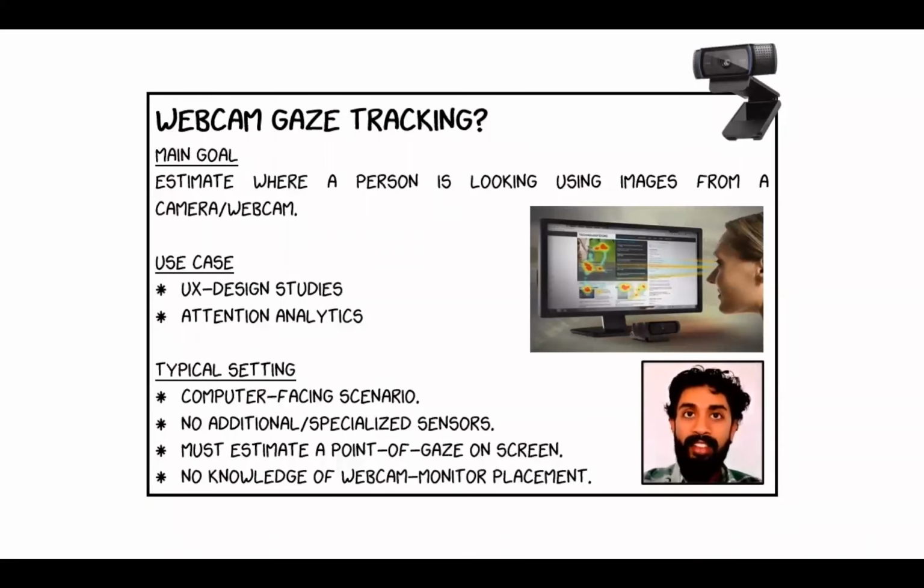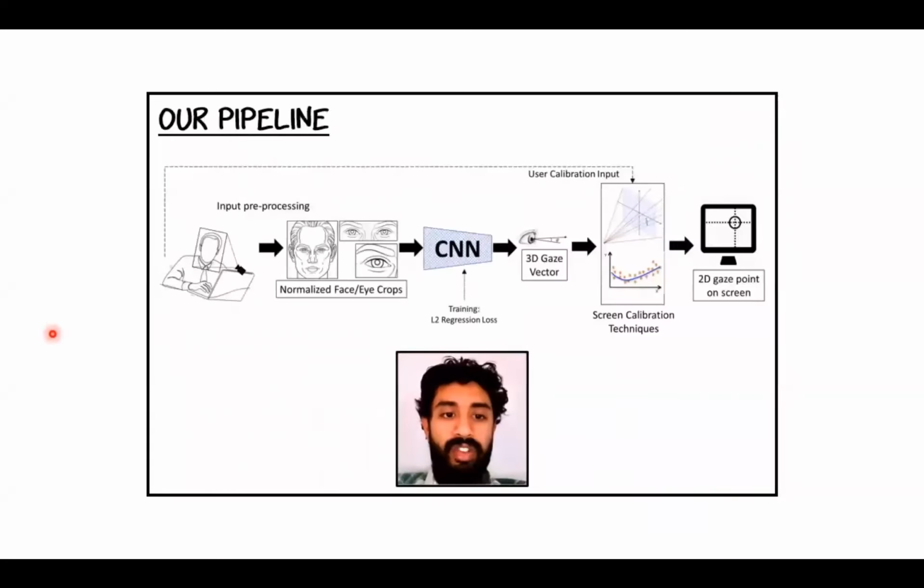So just estimating the gaze direction with respect to the head pose or the camera is not enough. And as a challenge to this, we don't have knowledge about webcam and monitor placement. So this can make estimating gaze points harder. Here's an illustration of our webcam to screen gaze tracking pipeline. This pipeline takes camera images as input on one end and outputs the 2D gaze points on the screen.